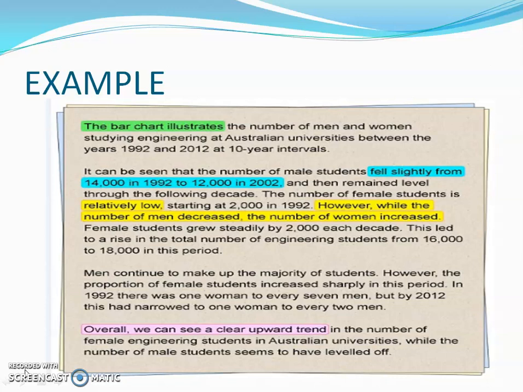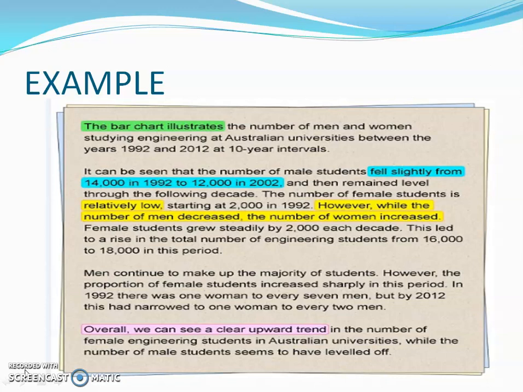Men continue to make up the majority of students. However, the proportion of female students increased sharply in this period. In 1992, there was one woman to every 7 men, but by 2012, this had narrowed to one woman to every 2 men. So, in the body paragraph, we have taken care to make use of linkers or discourse markers.